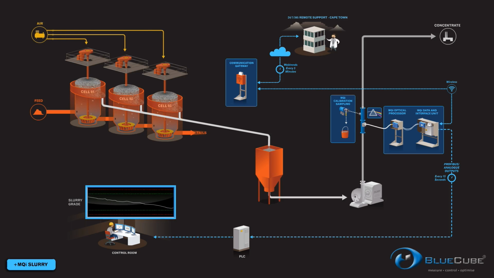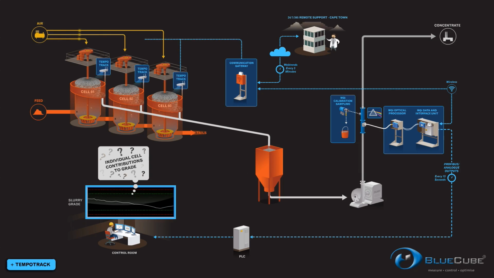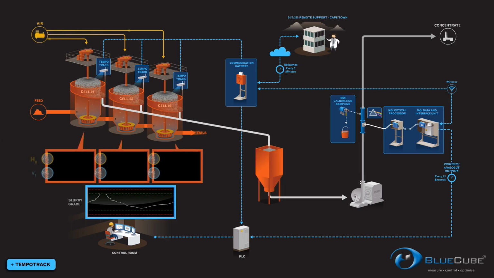The grade of the combined stream is already valuable on its own, but unfortunately it doesn't give the full picture of what is happening at the individual cells. That is why Blue Cube TempoTracks are then installed on each of the flotation tank cells. The TempoTracks need no calibration and make available the velocity of the froth passing the lip of the cell into the launder and also the height of the froth surface above the lip of the cell.